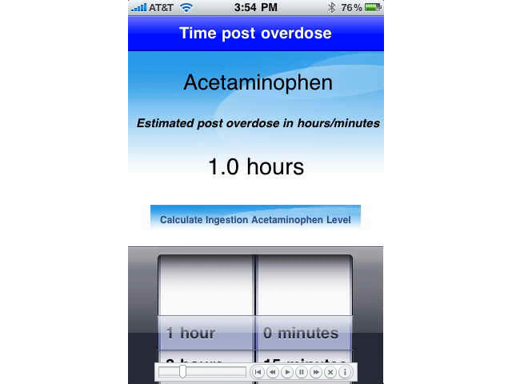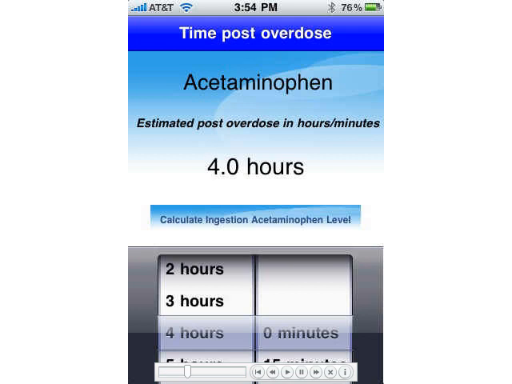The physician then enters the time by flipping up or down the hours and minutes displayed by the tool. Then, the calculated ingestion acetaminophen level is determined when selected by the physician. This calculated acetaminophen level is based on the Rumack-Matthew nomogram. The physician then enters the measured serum acetaminophen level drawn by the laboratory on the next page.